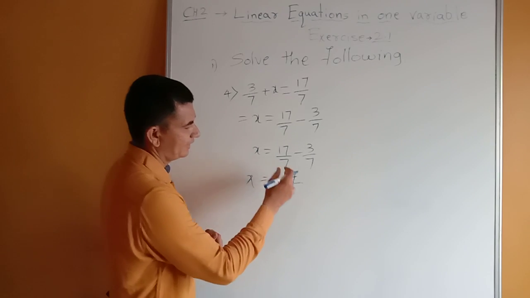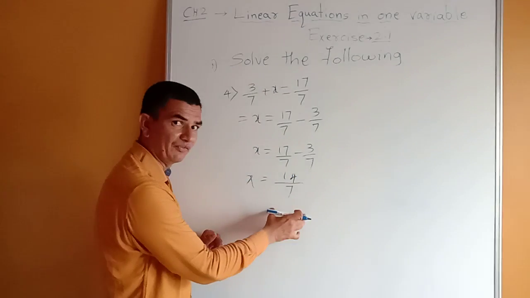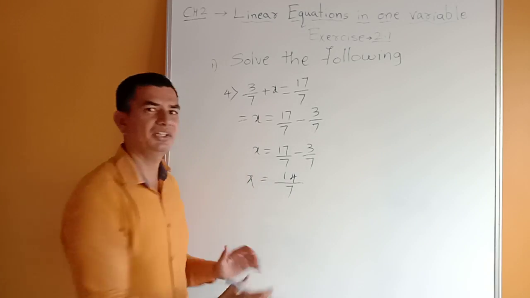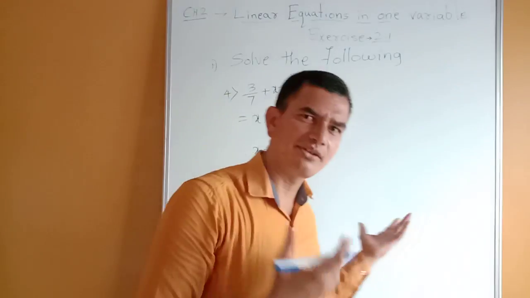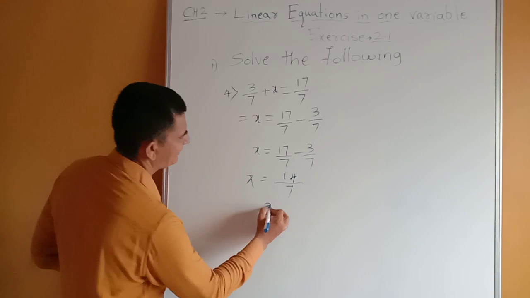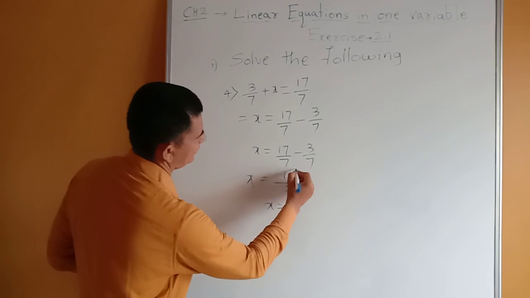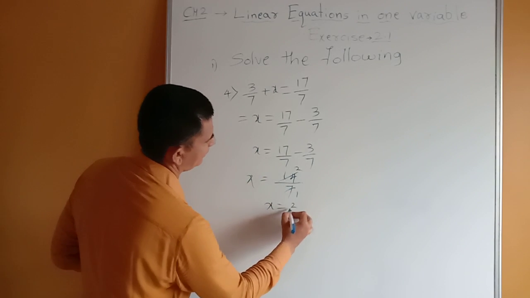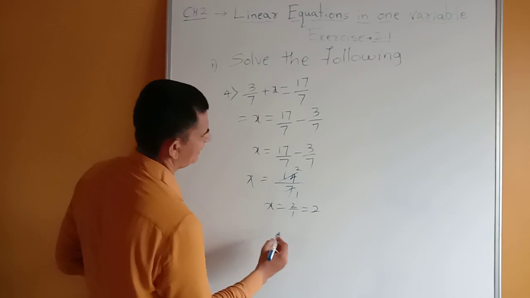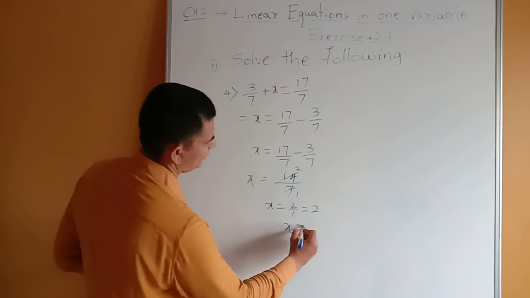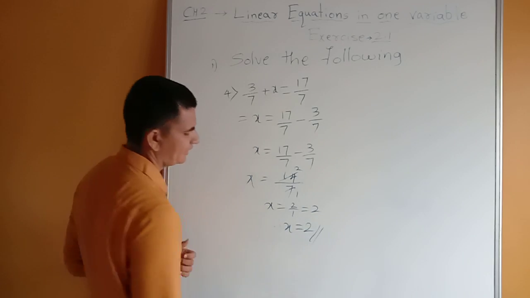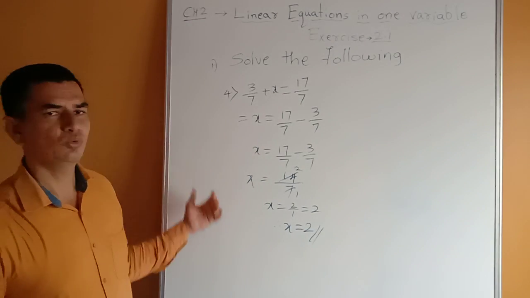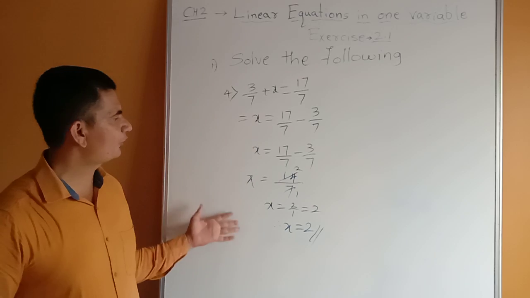Again, for this we can simplify because 14 and 7 are in the same table, so we can simplify. x is equals to, 7 1s are 7, 7 2s are 14. We got 2 by 1, that we can write as 2. Therefore, x is equals to 2. The answer is 2. I think all of you understood this one.